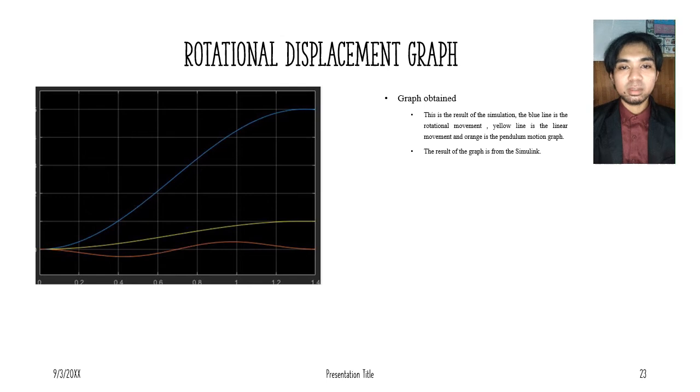In the picture, this is the result of the simulation. The blue line is the rotational movement, the yellow line is the linear movement and the orange is the pendulum motion graph. The result of the graph is obtained from the simulation. We use the same coding as in MATLAB, then we transfer to Simulink and get the same graph, but in Simulink.